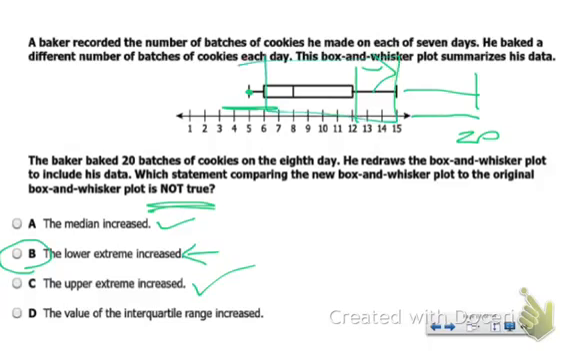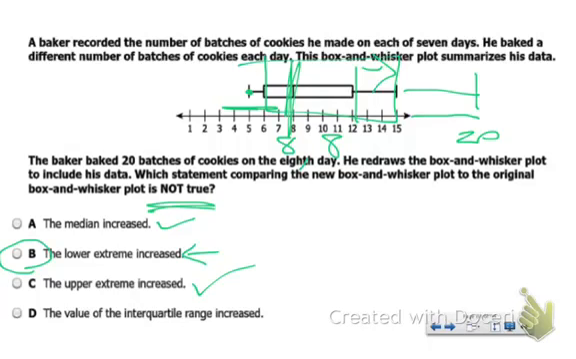Okay, so when you see this question, they're usually going to change something that makes sense. So either adding to the upper extreme, adding to the lower extreme, or adding something to the median, like adding more days where he baked 8 cookies. That's not going to change much of anything, because the median was already there. Okay, so just keep that in mind.